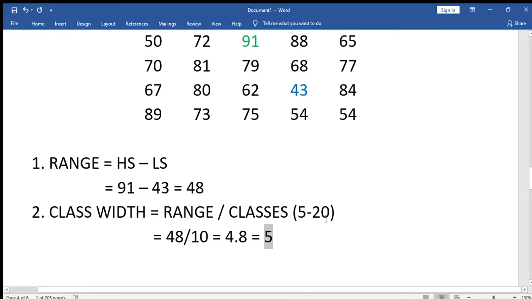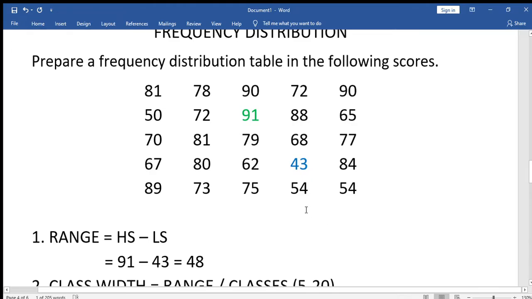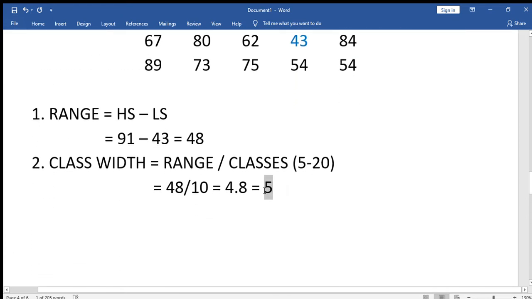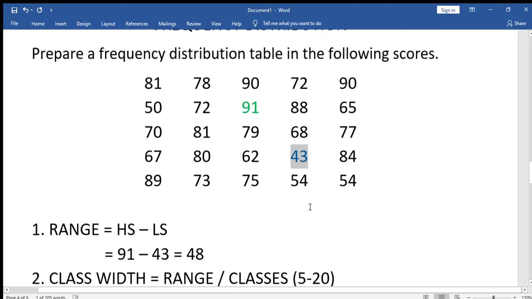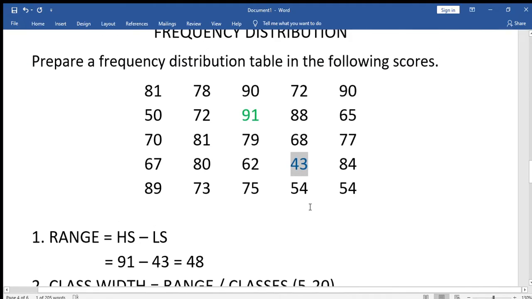Now, going back to our given scores, trying to look at our given scores, our lowest score is 43, take note, and our class width is 5. Do you think our lowest score, which is 43, is divisible by 5? It's not divisible by 5, okay? That means to say that we are going to adjust this score present in your given data set, wherein 43 will still be included as one of the frequencies later on.